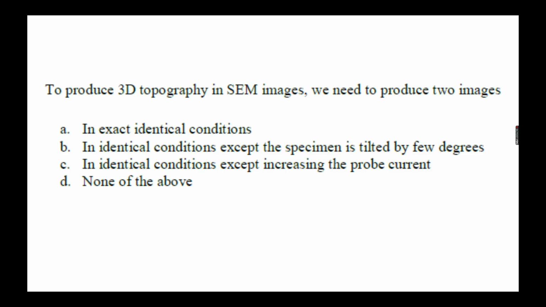So to produce the 3D topography in SEM images, we need to produce two images in exactly identical conditions, except the specimen is tilted by a few degrees, or except increasing the probe current, or none of the above. So what is the answer for this question? Answer is B. Okay.